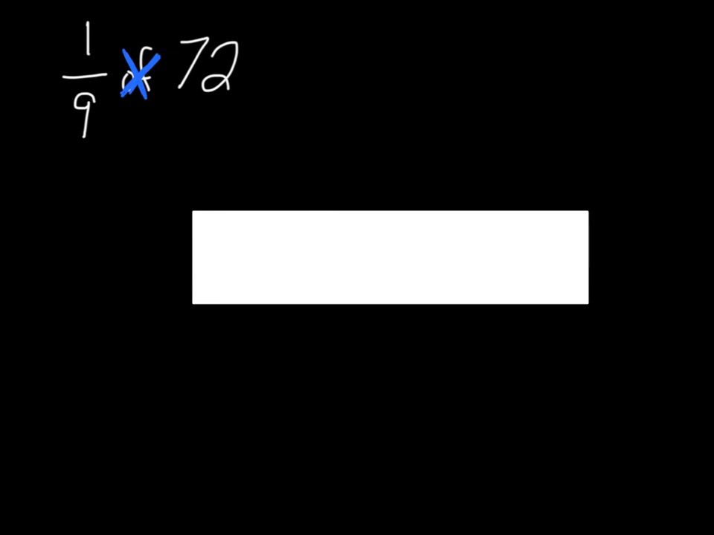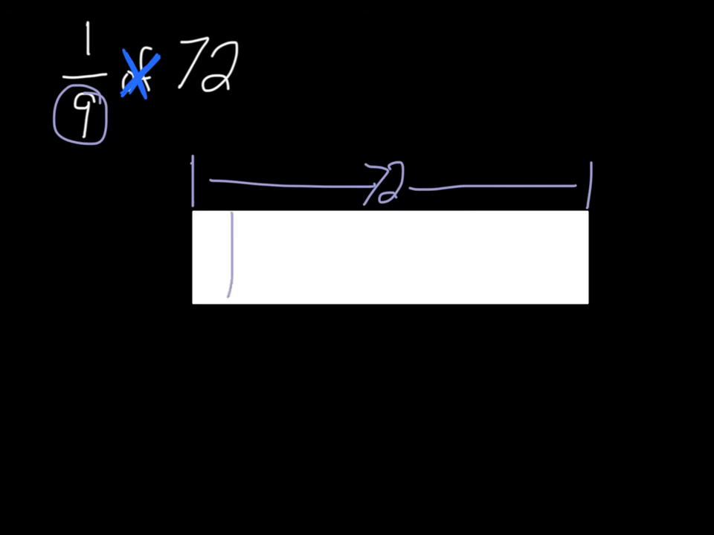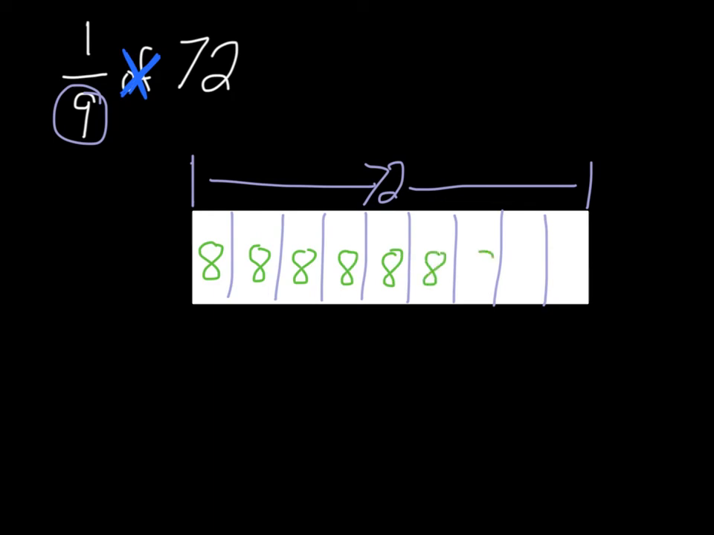All right, so we want 1/9 of 72. So 72 is our whole amount. So that represents the entire bar. I want to find 1/9. So that denominator of 9 tells me I need to chop it up into 9 pieces. And we do it as evenly as we can. Not too bad. 72 divided by 9 gives me 8. So that means each one of these pieces is equal to 8. If I were to add together all 9 of these 8s, I would get 72 as my answer. So I know I broke it up correctly.